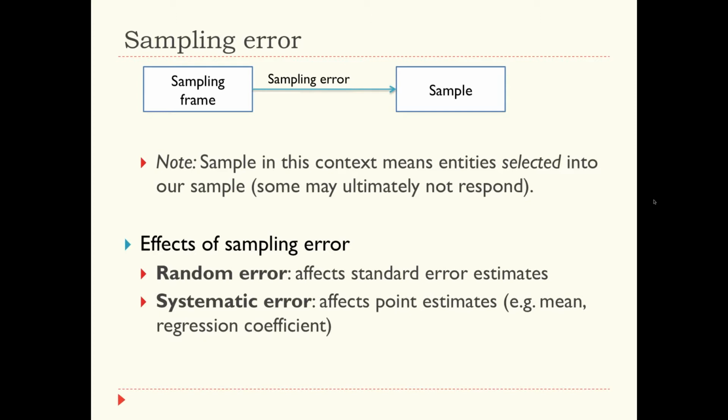There are two types of effects of sampling error. The one that is less concerning, but we still need to understand and adjust for, is random error. That affects your standard errors. And systematic error, which is more concerning because it introduces bias. This is where you would get a bias in your point estimates, for example, your estimate of a mean or of a regression coefficient.